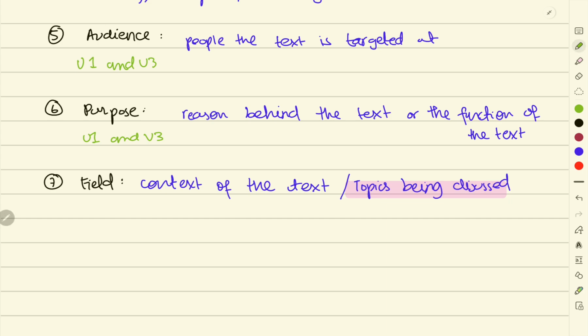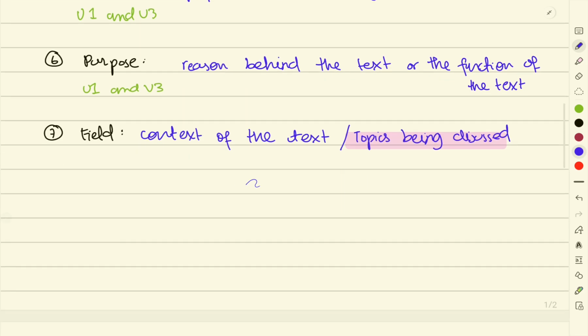So when I talk about field, a text might have several topics being discussed. It's going to have a general topic, that overall topic of the text. For example, a text can be talking about water. Okay, it's talking about the importance of water. That's the overall heading, that's the overall topic.